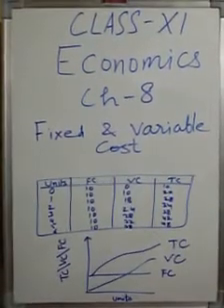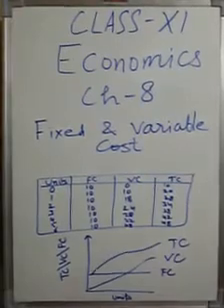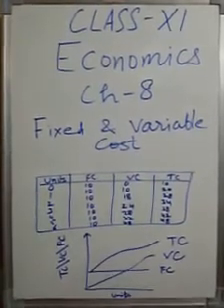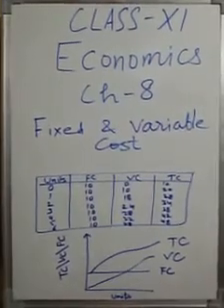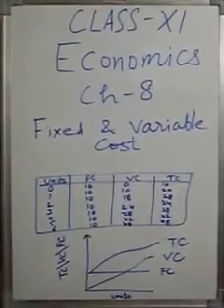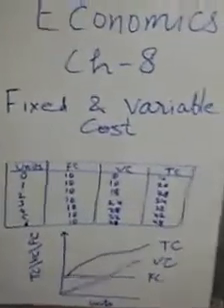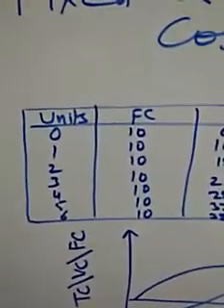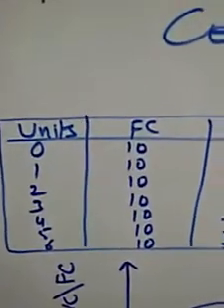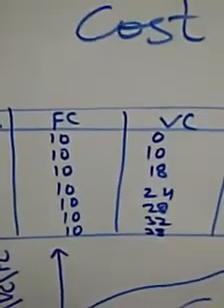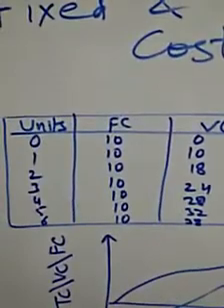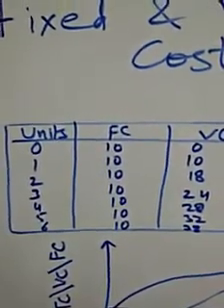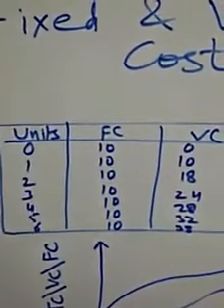As you can see in the schedule I mentioned on the whiteboard, I have made 4 columns: units, fixed cost, variable cost and TC. One thing is common in fixed cost, that it is 10. Whether output is 0 or 6, the fixed cost is 10 and it is constant. It is never changing. Moving right of fixed cost is variable cost. When output is 0, variable cost is 0. When output rises from 1 to 6 units, variable cost also rises: 10, 18, 24, 28, 32 and 38.